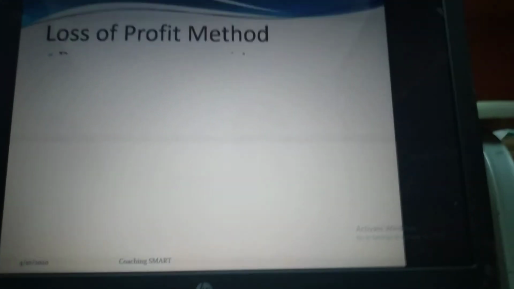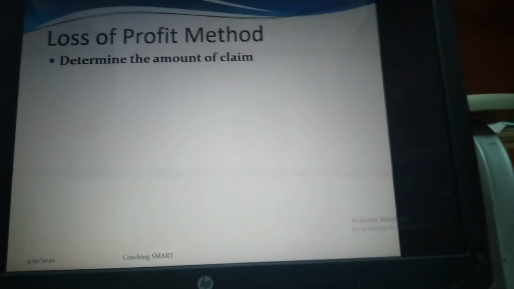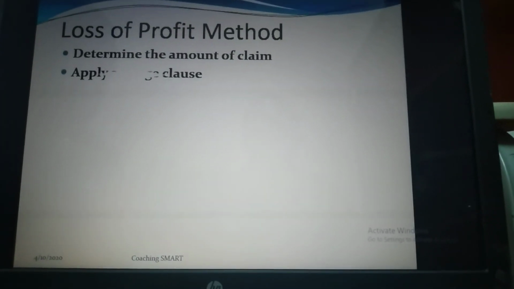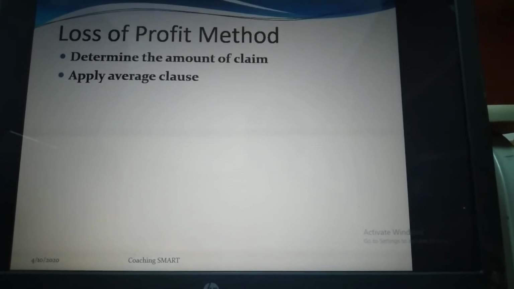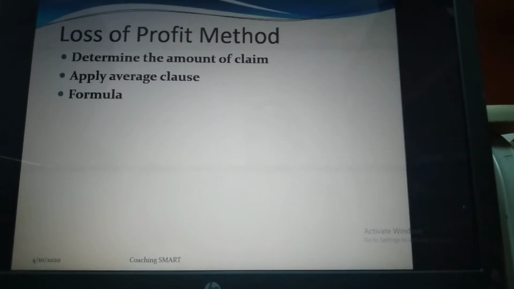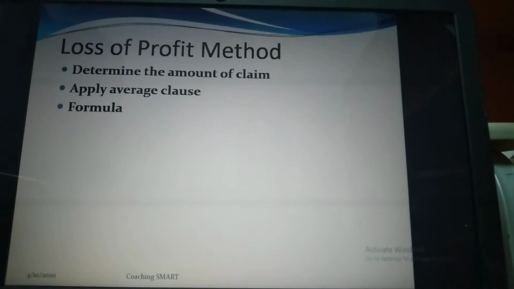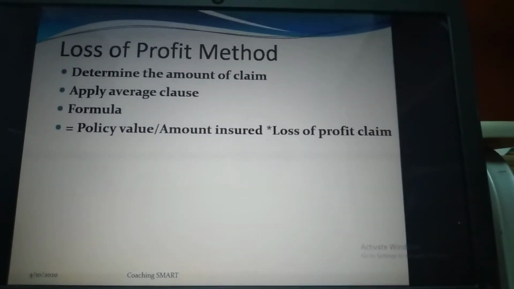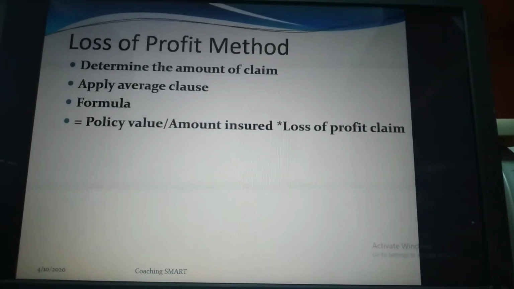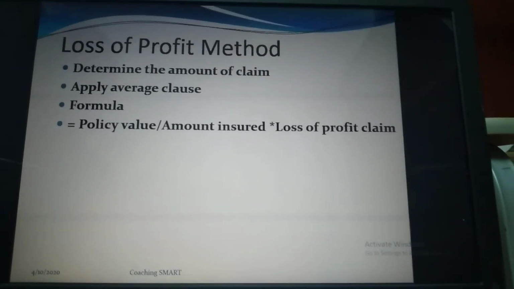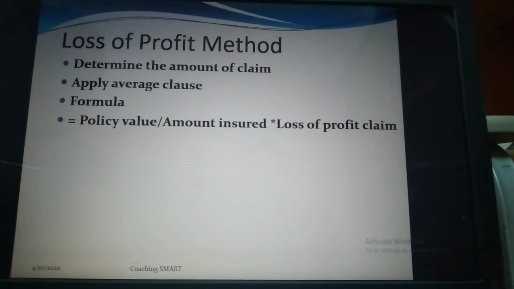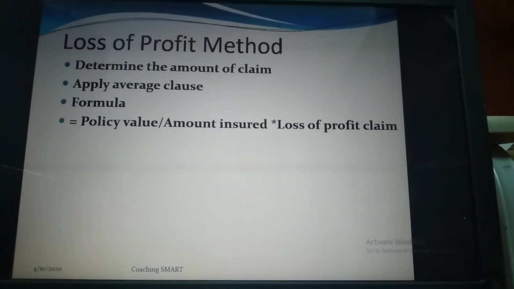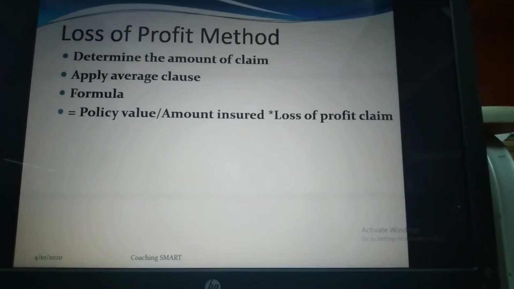Number six step, determine the amount of claim. How do you get the amount of claim? Apply the average clause method. So in the average clause method, you get the formula: policy value divided by amount insured times loss of profit claim. So these are the processes or the steps to be followed. There are 6 steps. So when you are determining the loss of profit, follow the 6 steps.